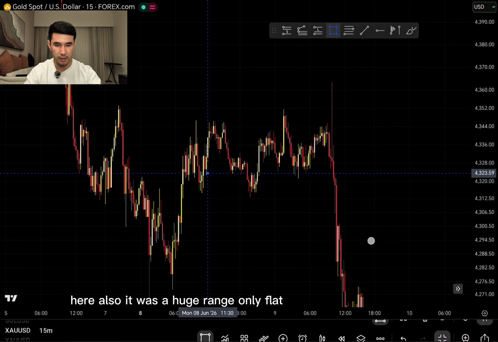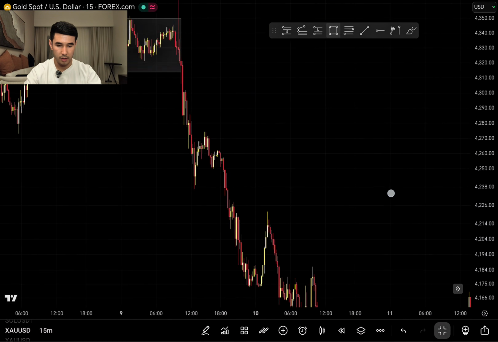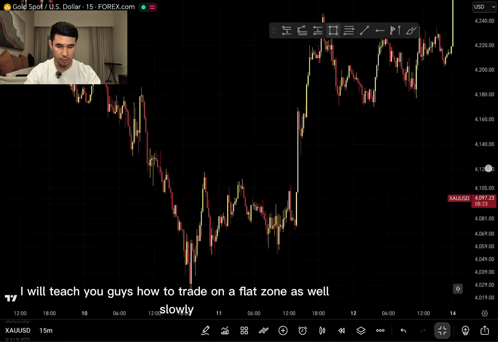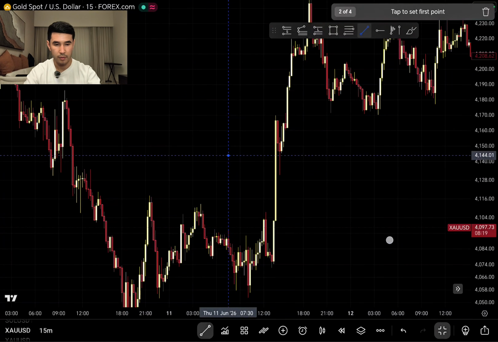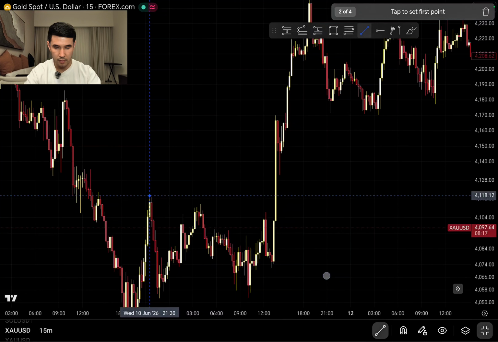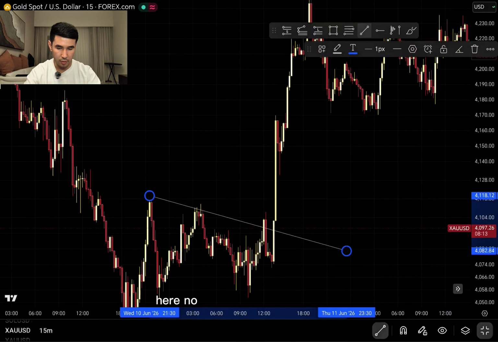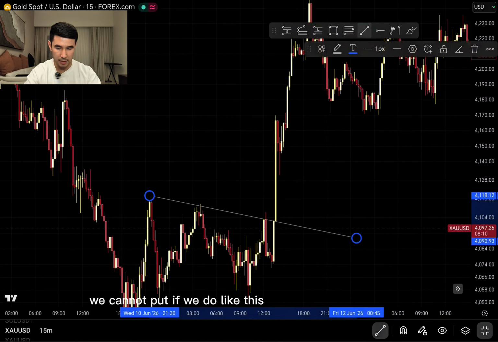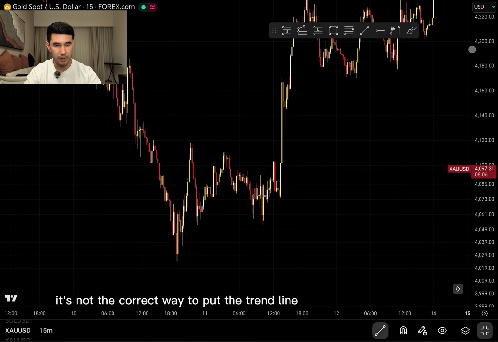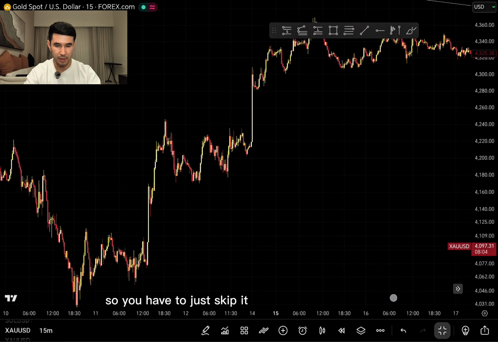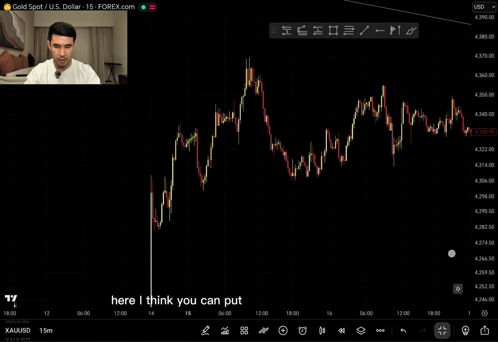And here also it was a huge range, only flat. I will teach you guys how to trade on a flat zone as well, slowly. Here, no, we cannot put it. If we do it like this, it's not the correct way to put the trend line, so you just have to skip it. Here, I think you can put it.